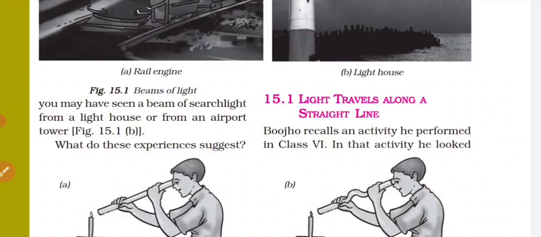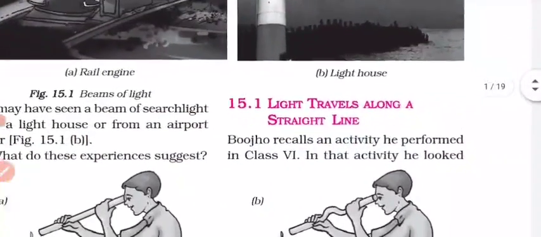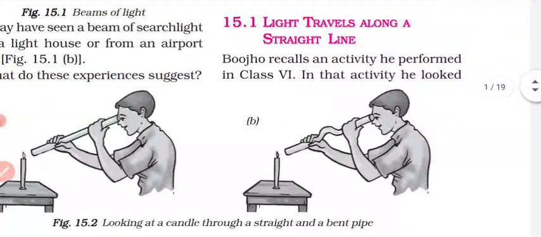You may have seen a beam of a searchlight of a lighthouse or from an airport tower. So, what do these experiences suggest? They suggest that light always travels in a straight line. To prove this, we have to perform an activity.